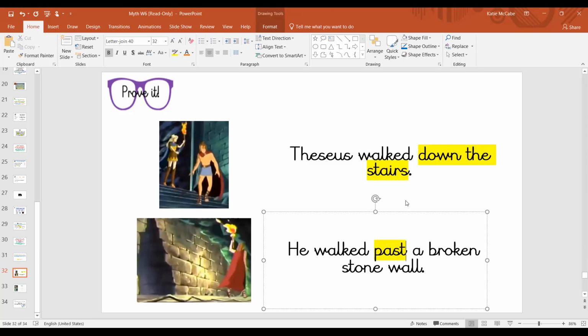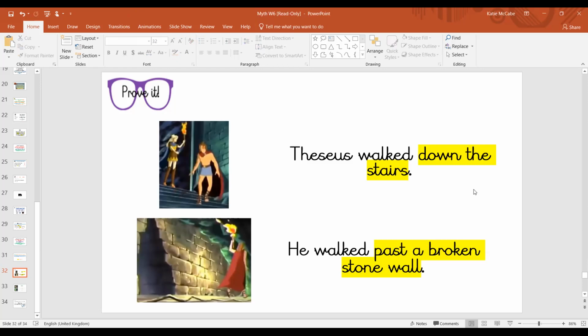We haven't finished. We need to identify the prepositional phrase. He walked past. Past where? Past a broken stone wall. Past a broken stone wall is my prepositional phrase. It includes my preposition, and if we're challenging ourselves, it includes that second noun, the wall.